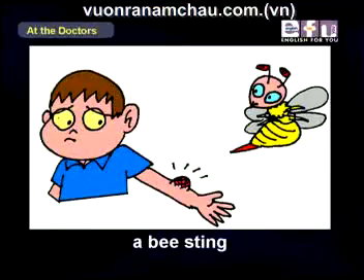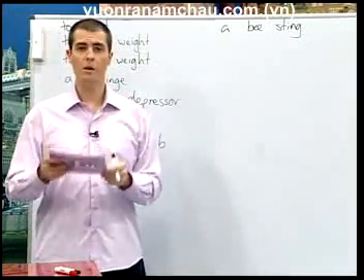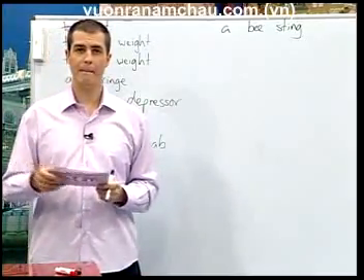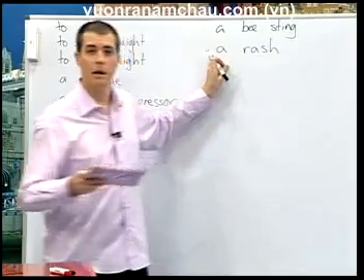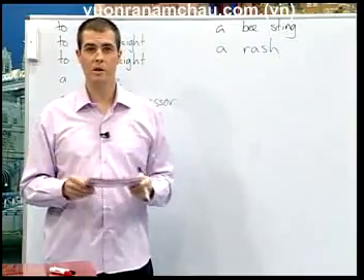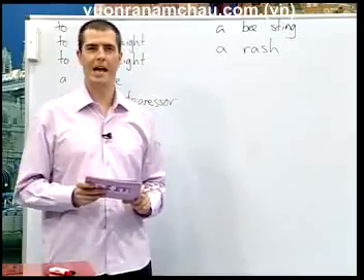Over here we have a bee sting. A bee sting is a painful, swollen bump on one's skin. It's caused by a bee. A rash. A rash is an area of red spots on one's skin caused by an illness or a skin aggravation.